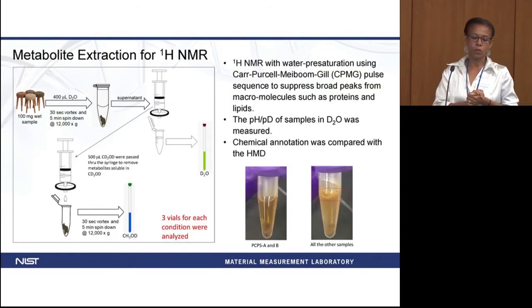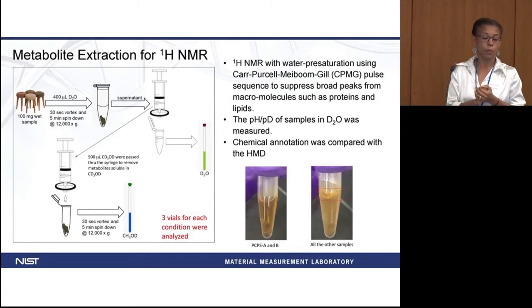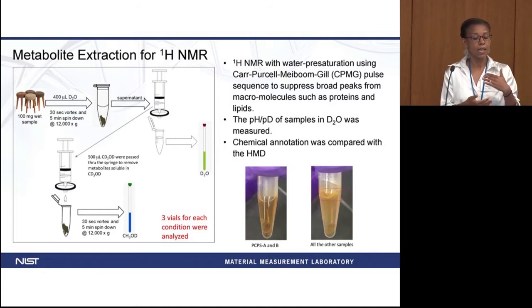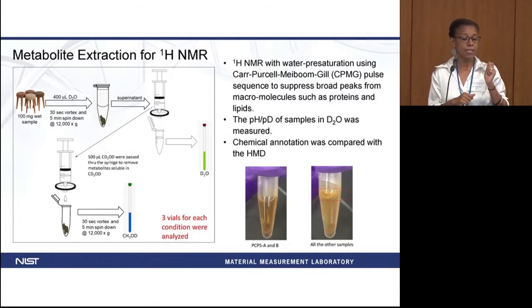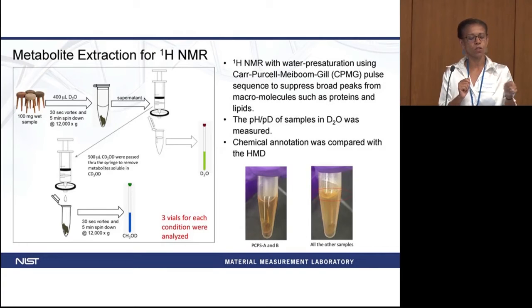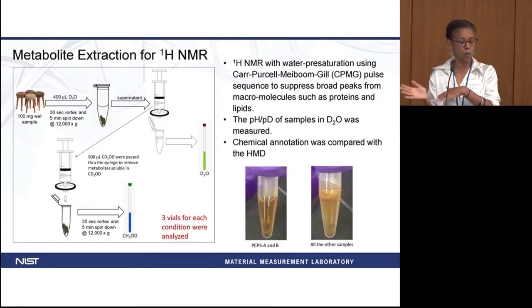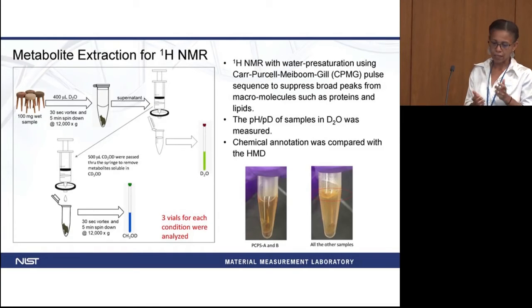I am going to start with the NMR data. This is the protocol that I used to extract the metabolites. I start with 100 milligrams and use 400 microliters of deuterated water, vortex, spin down, and transfer to an NMR tube. With the same syringe that I used to filter, I pass methanol to dissolve some of the compounds soluble in methanol, add it to my pellet, extract, vortex, spin down, and transfer to a tube for the analysis.